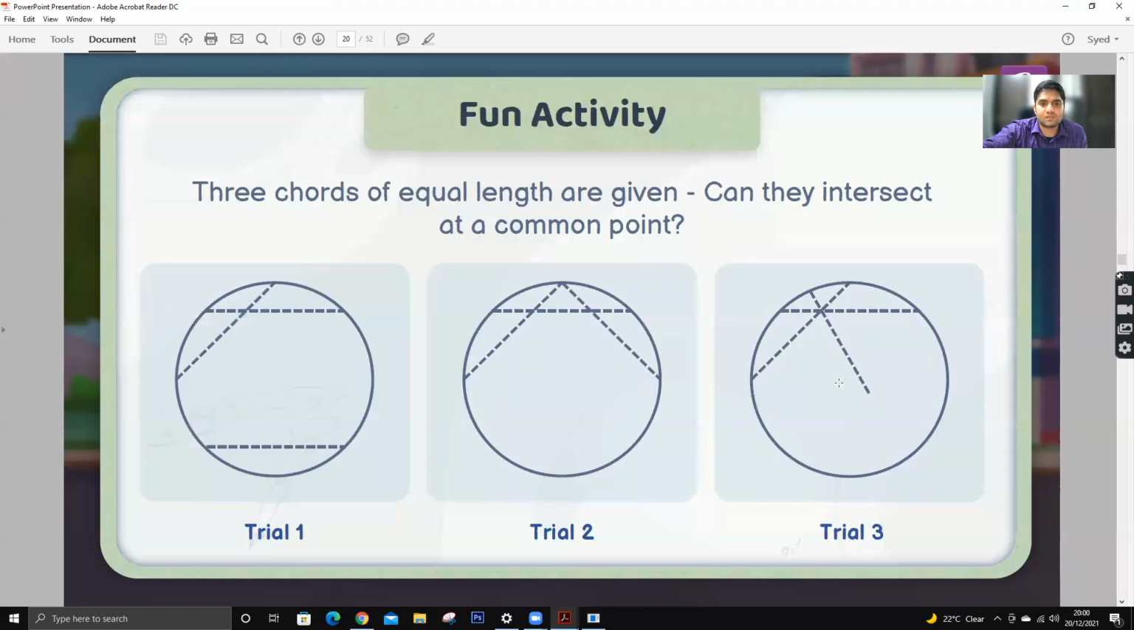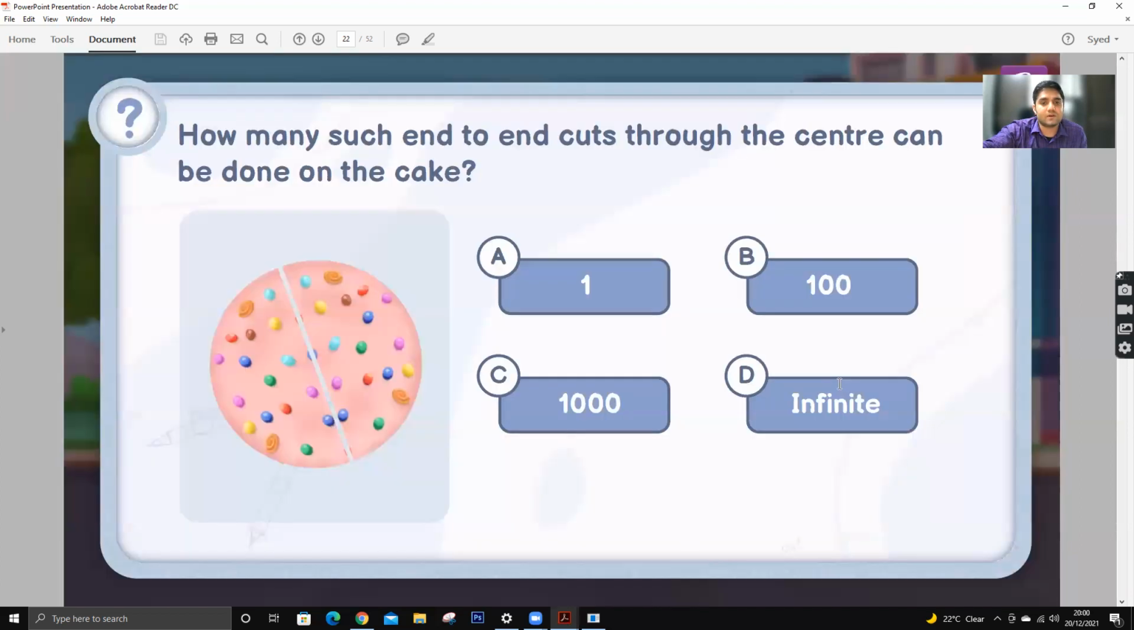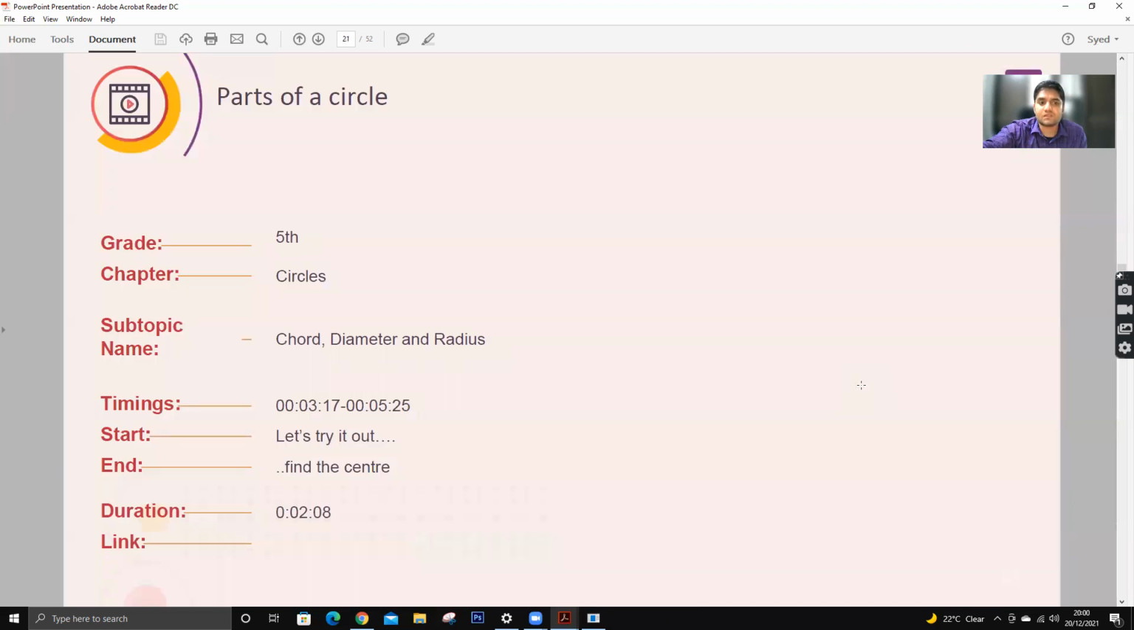Please solve this. And there's a fun activity. Three chords of equal lengths are given. Can they intersect at a common point? So trial one, trial two, trial three. This is a fun activity. I want you all to please participate and do this fun activity without fail. All right. So this is about the circle.